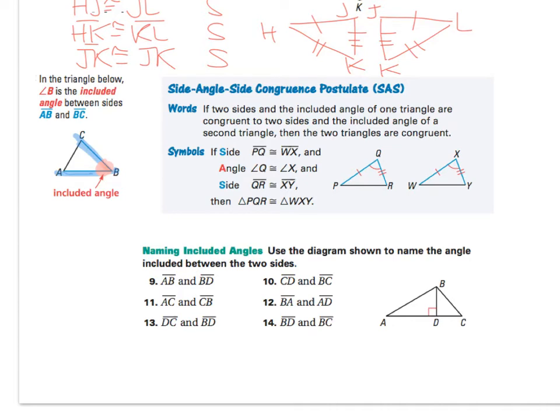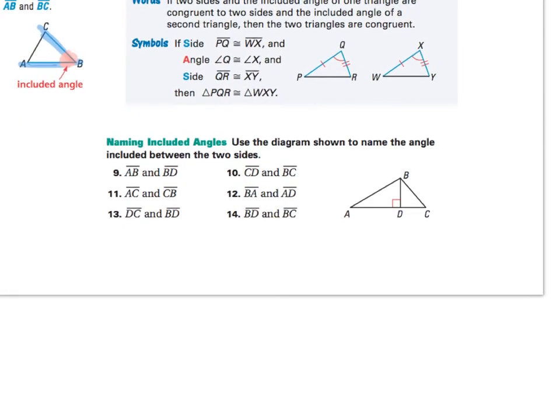So looking at our diagram, first thing we're going to do here in 9 through 14 is name the included angle between the 2 sides. So the first one says AB and BD. So the included angle would be ABD. Since B has more than one angle from it, it means B is the vertex for more than one angle, you have to name it with 3 letters.